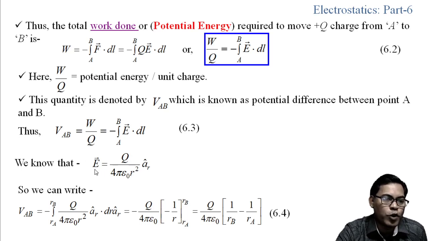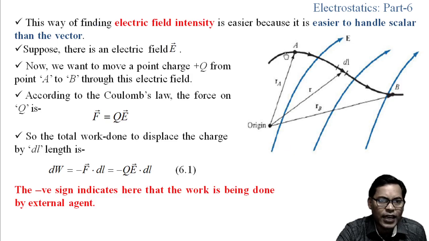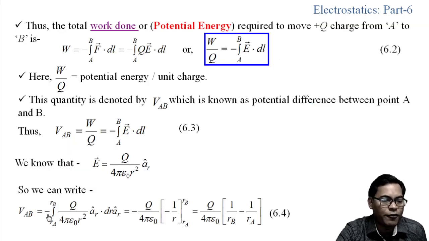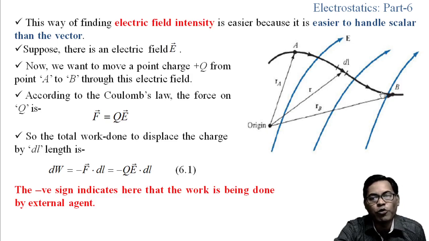So now by putting the expression for E in equation 6.3, we get VAB equals minus integration A to B, replaced by the radial distance limits. You can see that the distance of point A from the origin is RA, and the position vector of B from the origin is RB. So here we have written the integration limits RA to RB of Q by 4 pi epsilon naught R square aR dot. This dl is represented by dr aR. Now why? Because you can see that if we move from point A to B, this R is varying.